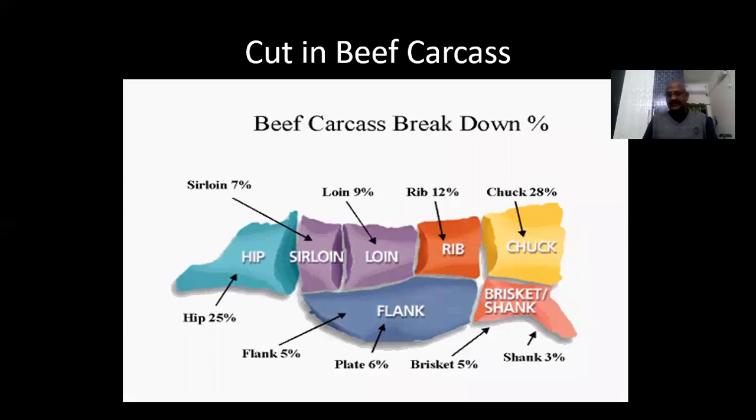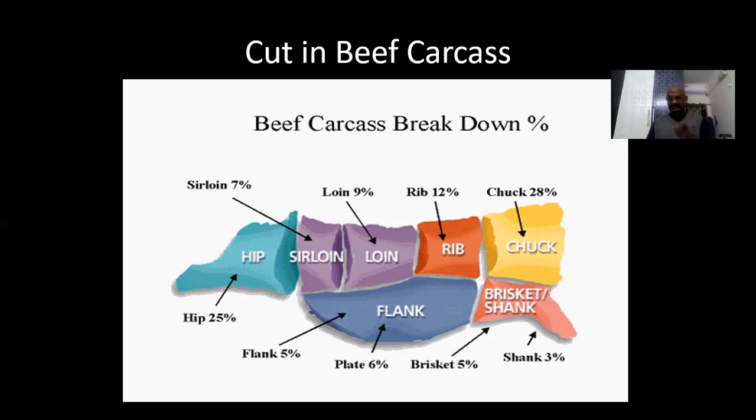Cuts in a beef carcass. There are two types of cuts: one is large cuts, the second is retail cuts. Wholesale cuts will be large cuts, and retail cuts will be small cuts. Here are the large wholesale cuts. Sirloin, 7% will come from the animal.